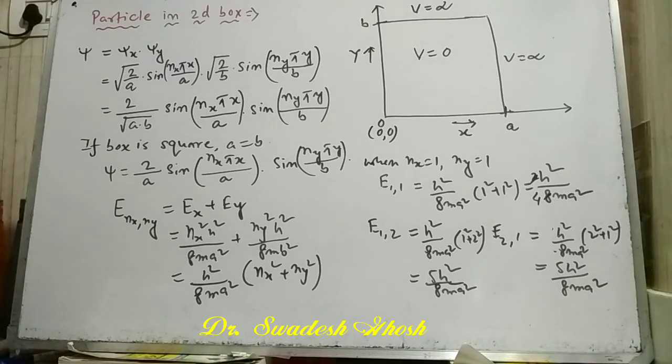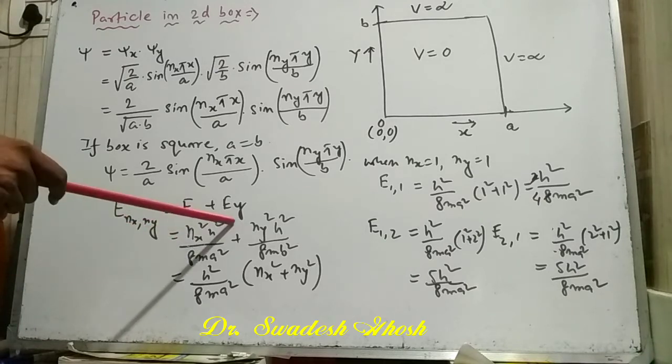Now the energy of the particle in a two-dimensional box is given by E nx ny equals Ex plus Ey, that means E nx plus E ny. Now what is the value of the energy? We already discussed in the previous class that the energy of the particle in a one-dimensional box is given by En equal to n square h square by 8m L square, where L is the box length. Here the energy is nx square h square, nx is the quantum number along the x-axis.